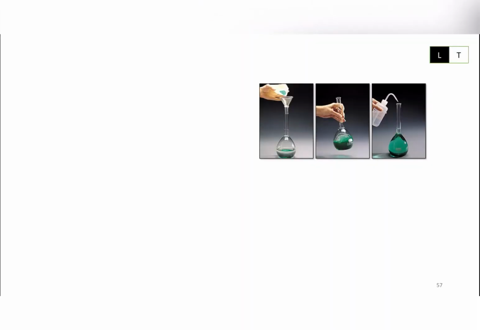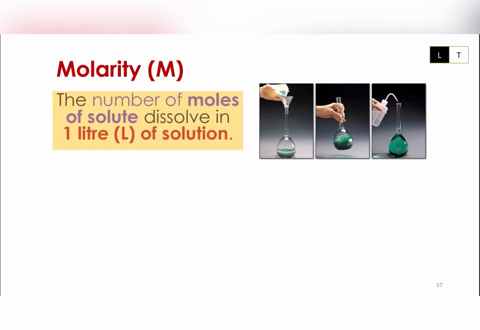Let's go to molarity first. The symbol will be capital M, and you can also use this as your unit. So what is molarity? Molarity is the number of moles of solute dissolved in 1 liter of solution. The definition should be like this, and that's why I introduced to you the difference between solute, solvent, and solution.